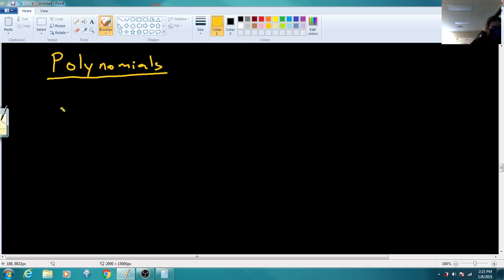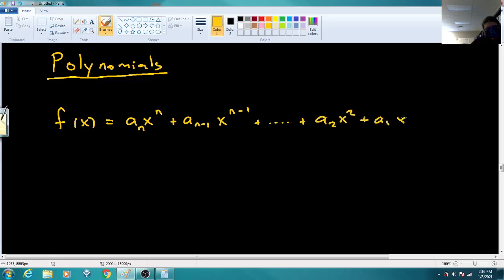A polynomial is a function that can be written in the form a_n x to the n plus a_(n minus 1) x to the n minus 1 plus so forth and so on plus a_2 x squared plus a_1 x plus a_0. The a_n, a_(n minus 1), all of these are coefficients.